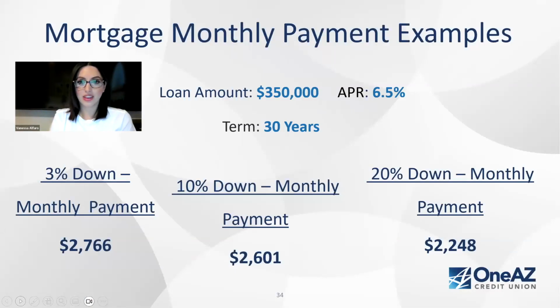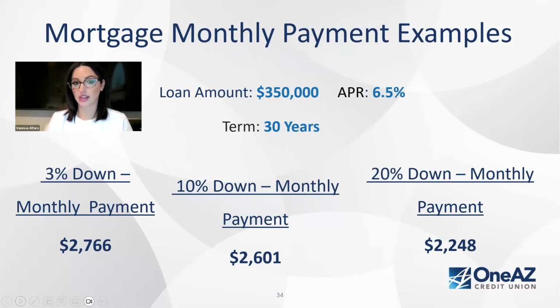Okay, monthly mortgage payment examples. In that scenario, $350,000 at a 6.5% rate, not our rate today, on a 30-year term, if you put 3% down, your monthly payment would be about $2,766. 10% down, you're looking at about $2,601. 20% down, you're looking at saving about $500 a month, but a lot of interest over time, with a monthly payment of $2,248. Now I'm going to pause because I did forget to mention something earlier on the payment.